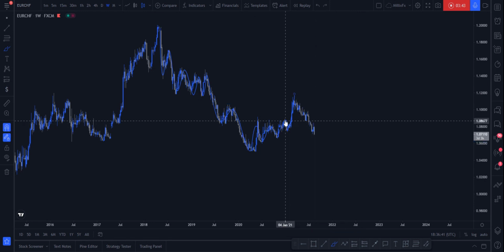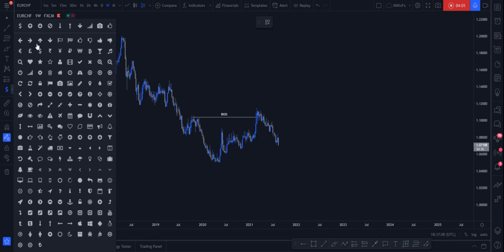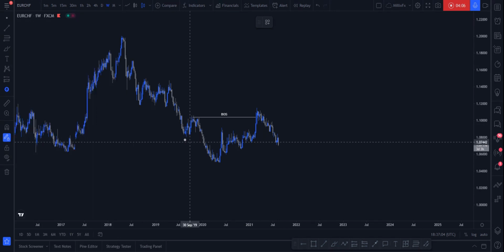So now that I have my confirmation that price has broken structure, if we don't get it clear, let's take this as our break of structure on the weekly time frame. On the weekly time frame, we have this as our markup of break of structure, and we have this area as our low, and now we have this particular high as well.